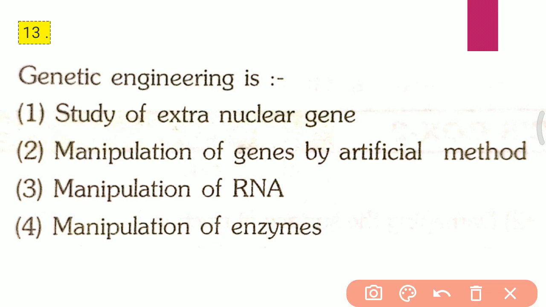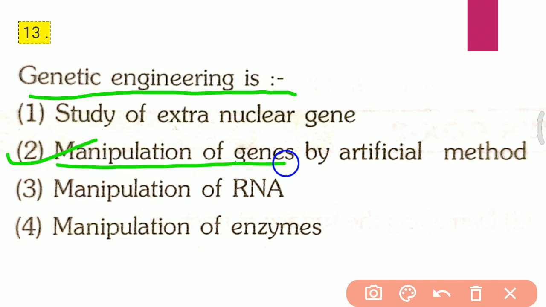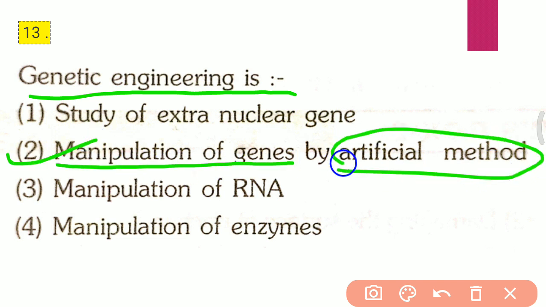Question 13. Genetic engineering is: first, study of extranuclear gene. Second, manipulation of gene by artificial method. Third, manipulation of RNA. Fourth, manipulation of enzyme. The correct answer for the 13th question is the second one, that is manipulation of gene by artificial method.